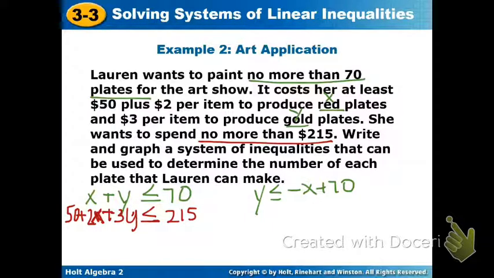So what did you get for your second one when you solved it for y? Y is less than or equal to negative 2x plus 55. Yes, that is correct. All right, so let's graph it.